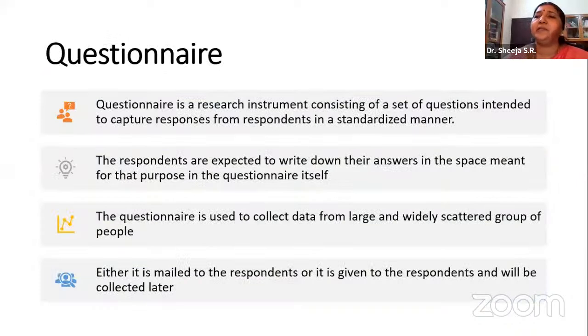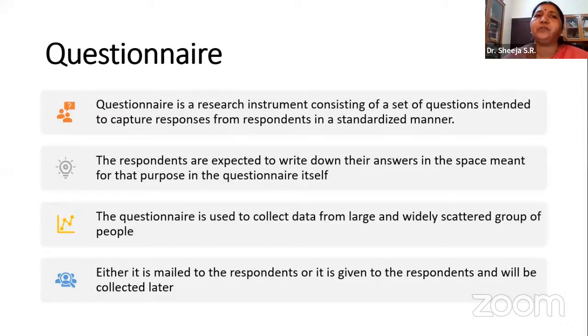Now let us examine what a questionnaire is and what the difference between a questionnaire and a schedule is. Can anybody share your knowledge regarding questionnaire and schedule? So there is some difference between questionnaire and schedule.